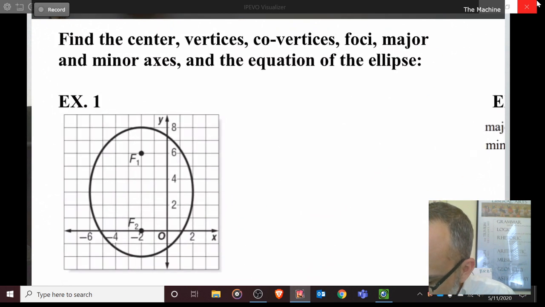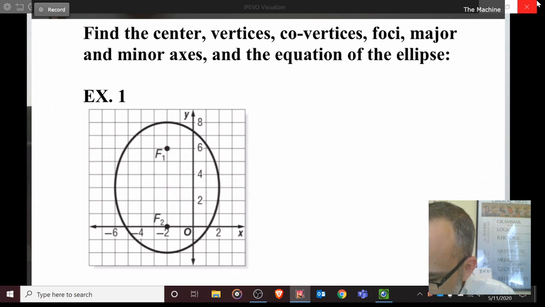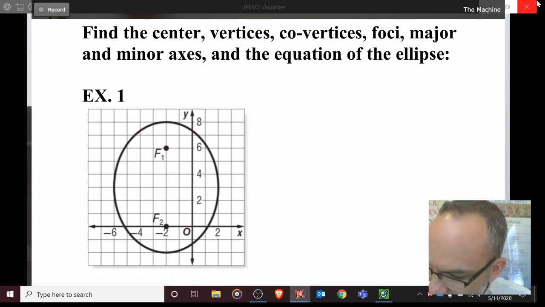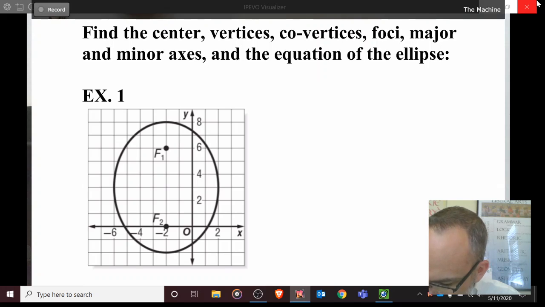Find the center, vertices, co-vertices, foci, major and minor axes in the equation of the ellipse. Okay, the first thing I'm going to do is find the center. It's already drawn for me. The center is going to be in the middle of these foci. The foci are labeled F1 and F2. So where's the middle? Looks like that right there. That's my center.